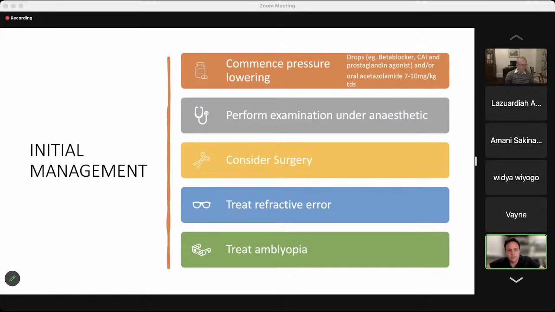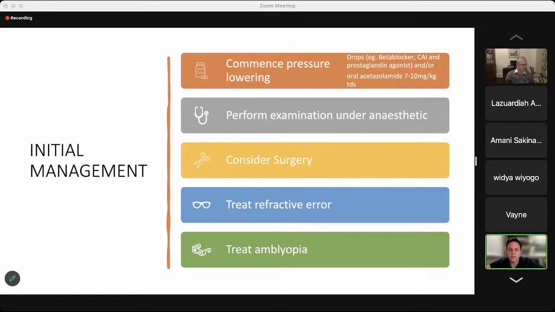So in our clinic, we'd start the child on topical agents, either a beta blocker with a carbonic anhydrase inhibitor, along with a prostaglandin agonist, basically throwing everything at the child as a first line approach. Kids actually tolerate oral acetazolamide very well. And any child with a cloudy cornea, I would automatically start them on oral acetazolamide at around 7 to 10 milligrams per kilo 3 times a day. And that's very good at lowering intraocular pressure quite quickly and improving corneal clouding.